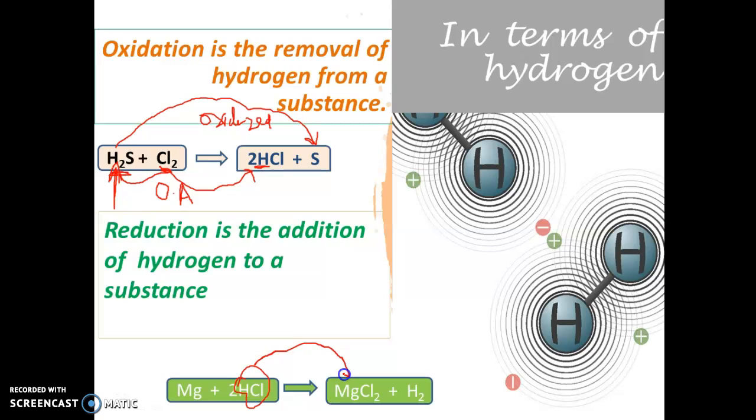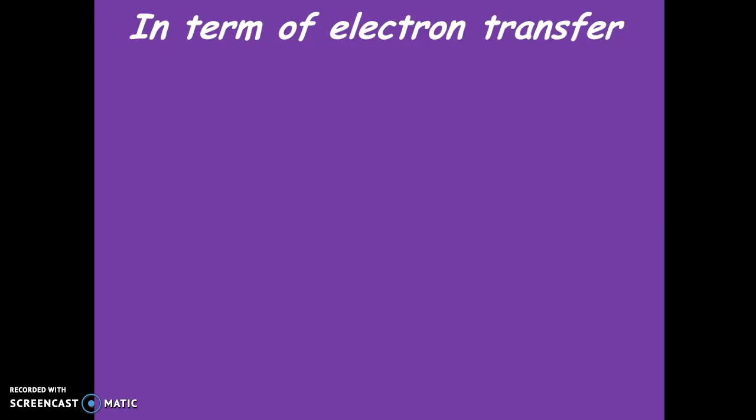Hydrogen has in short been removed. Now I'm going to move on to the next where we can define oxidation and reduction, and it is in terms of electron transfer. And I want you to take note of this one because electron transfer happens virtually in all reactions in electrochemistry.